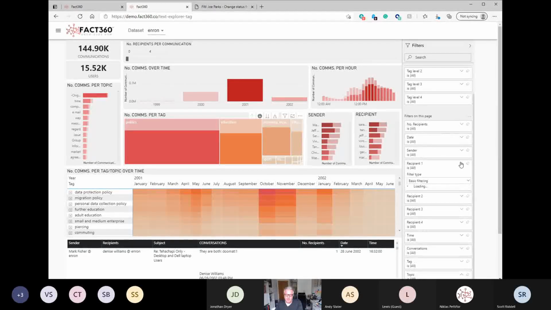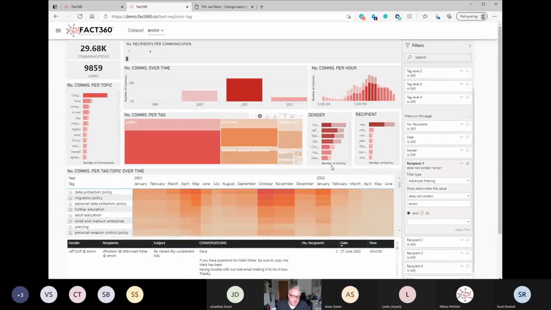So what I'm going to do here is say that I want it to be when the communication doesn't contain Enron, i.e. it's not an Enron email address. I'll apply that filter. So now it's those 2 years, and I've got all of the different types of the classification hierarchy of the comms.